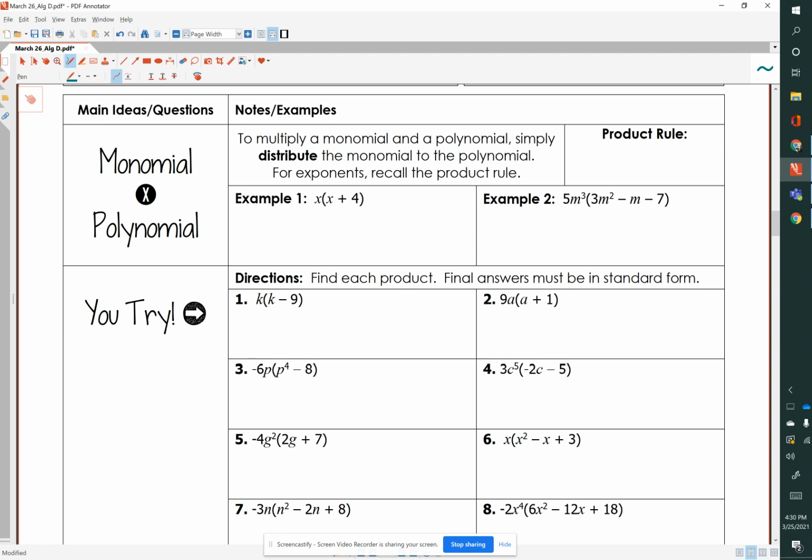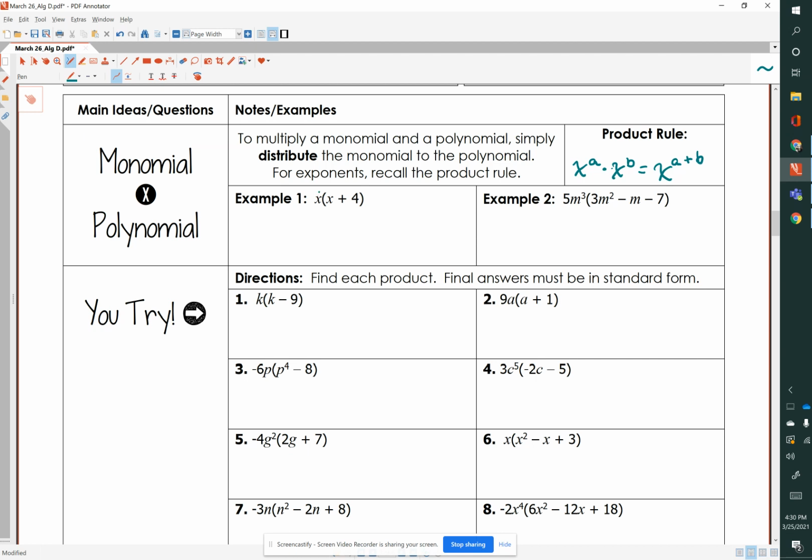And when we do this, we want to remember the product rule of exponents, okay? So that would be x to the a times x to the b power equals x to the a plus b. We add exponents. So we're multiplying those exponential terms. We add the exponents if they're like terms.